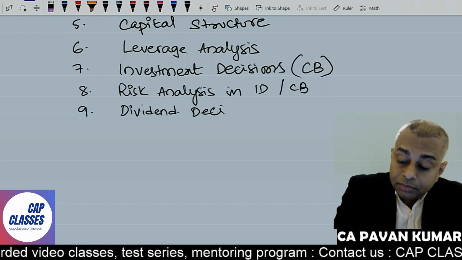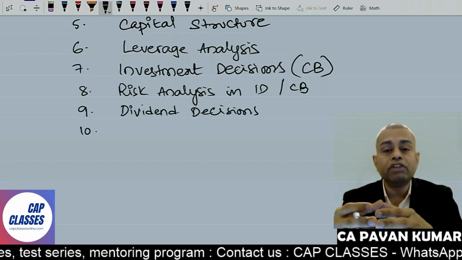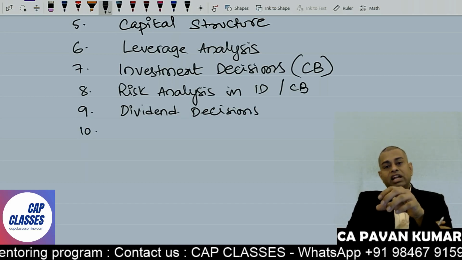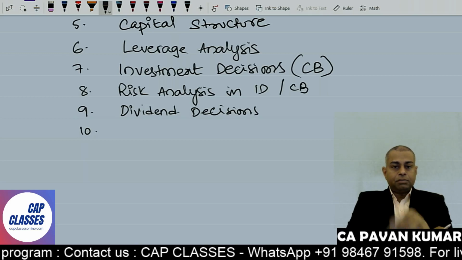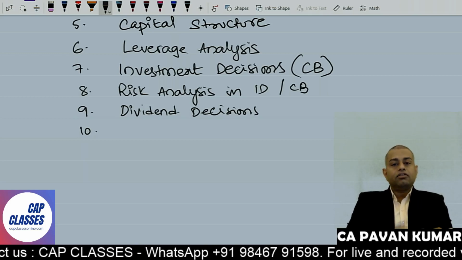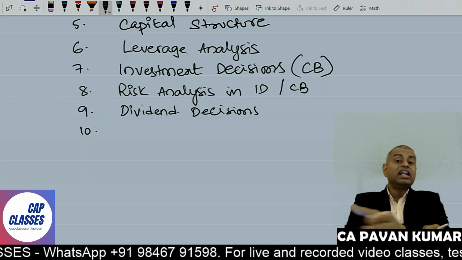So what is a dividend? It is your return on investment that you give to equity shareholders, or preference shareholders also. So one person invested money in equity shares of your business. So obviously at the end of the year, or even in between, an interim dividend.